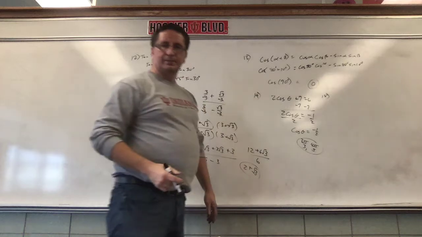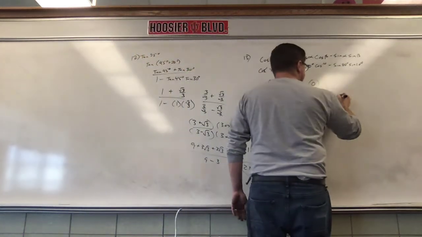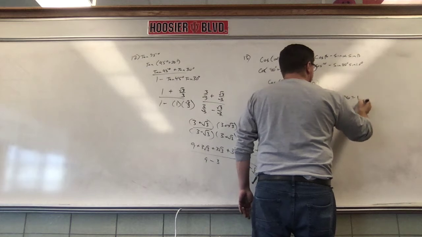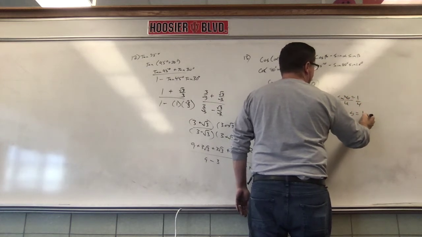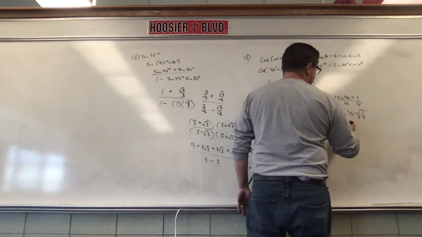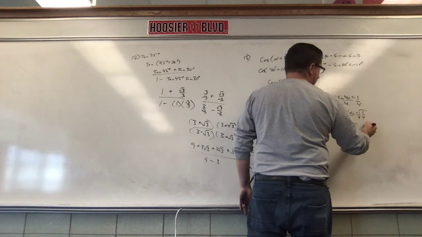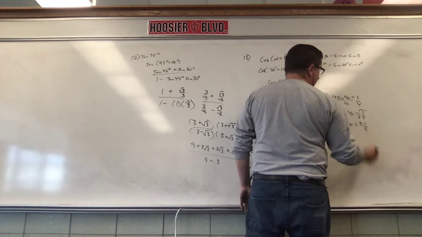Number 15. 4 sine squared is 1. So we divide by 4, sine squared theta is 1/4. Do not make it a decimal, it's easier if you leave it in fraction. Square root, sine of theta equals the square root of 1 is 1. Square root of 4 is 2. But it's plus or minus, don't forget the plus or minus.